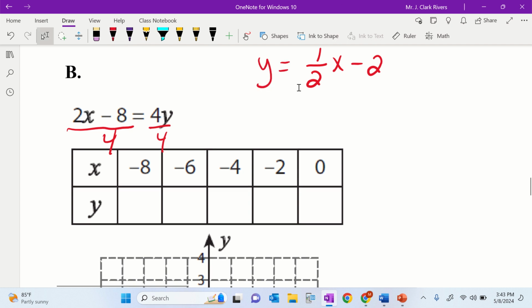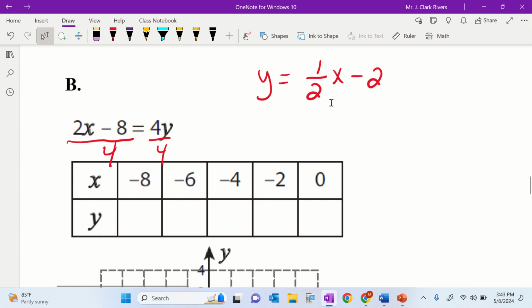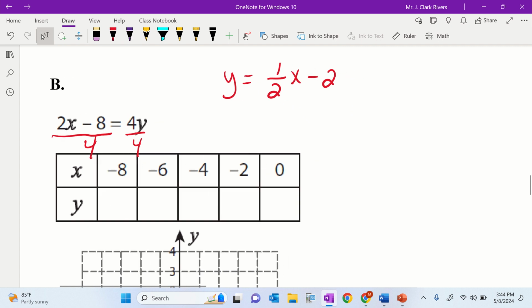So if you think back to class yesterday, we had values for x that we chose that would turn this into an integer. So we need numbers that are multiples of 2. We already have x values here, and every x value we have here is a multiple of 2. So we're going to sub in each of these.